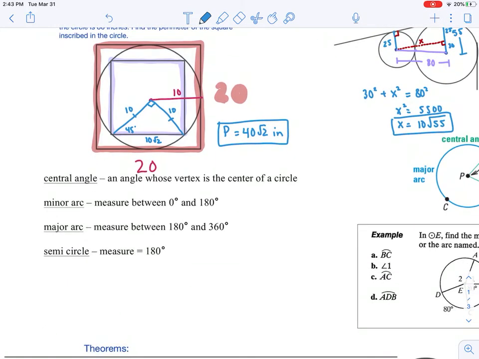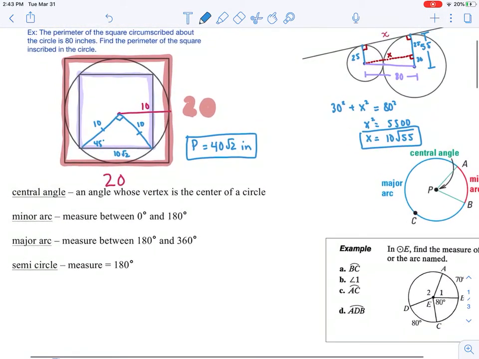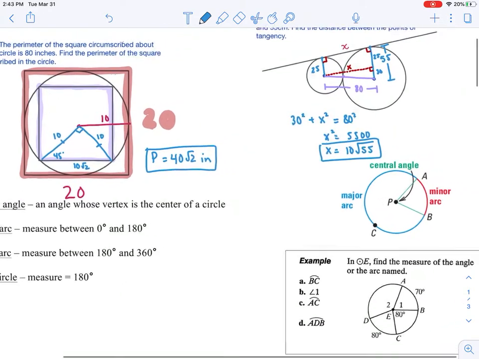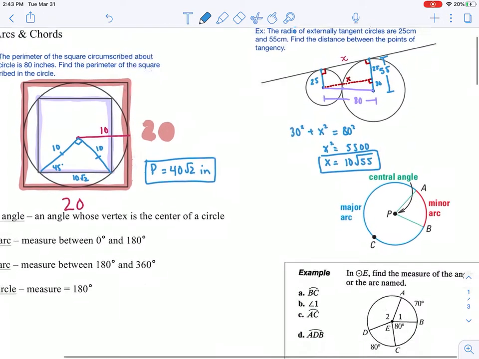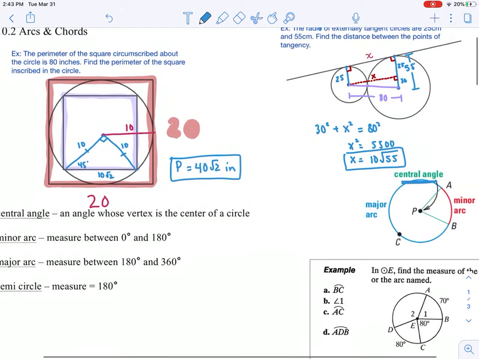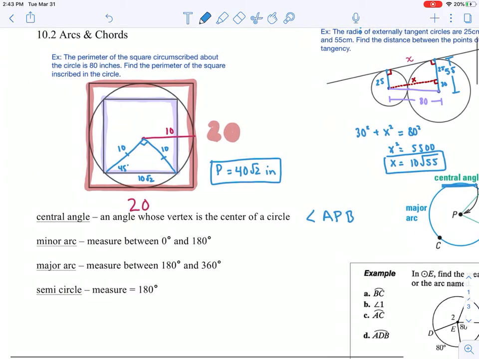Okay. We are talking arcs and chords. So here's some vocabulary right here. I tried to cram it all in there. Central angle. The central angle, that's the one right here in green. See it? Central angle, it's an angle whose vertex is the center of the circle. I would say in this case it's angle APB, or you could say angle P or angle BPA. But that is the central angle.